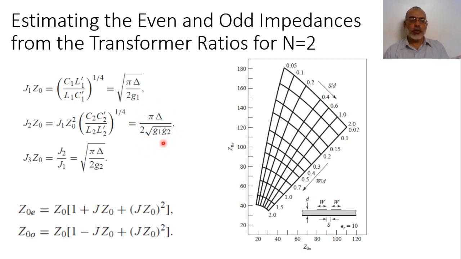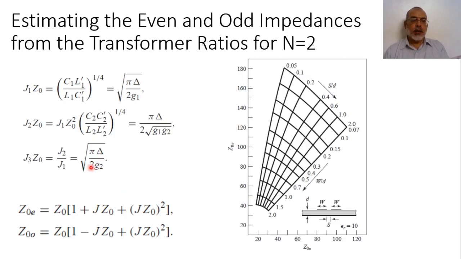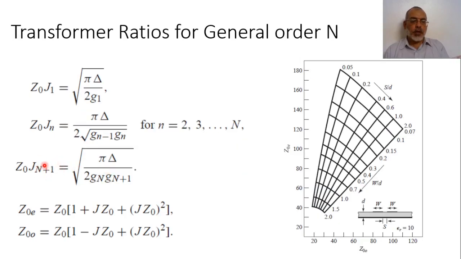So this is the general case for any cascaded coupled transmission line sections: Z0 Jn is pi delta over 2 square root Jn minus 1 multiplied by Jn. The final or the last inverter, Jn plus 1, would be the square root of pi delta over 2Gn plus 1. Effectively, in this case it was pi delta over 2 G2 multiplied by G3, and G3 in this case was 1. So in this case, it was pi delta over 2G2G3. Here, for n plus 1, it would be pi delta over 2Gn plus 1.